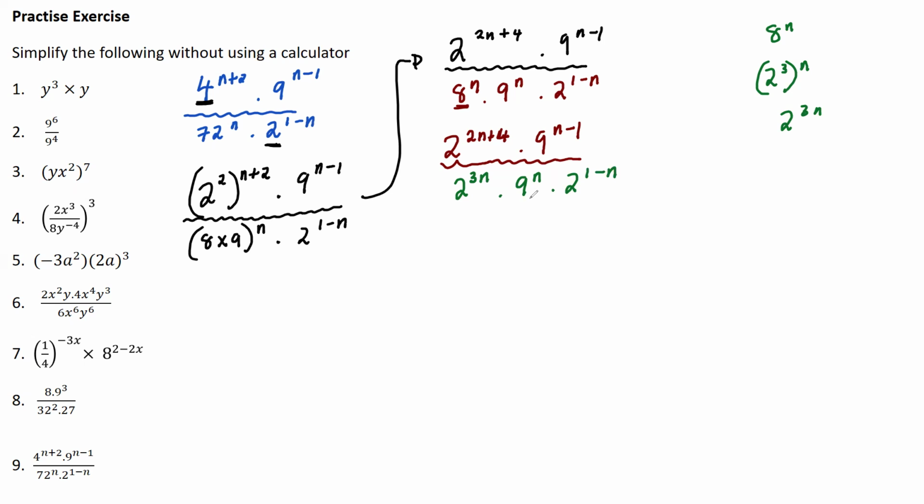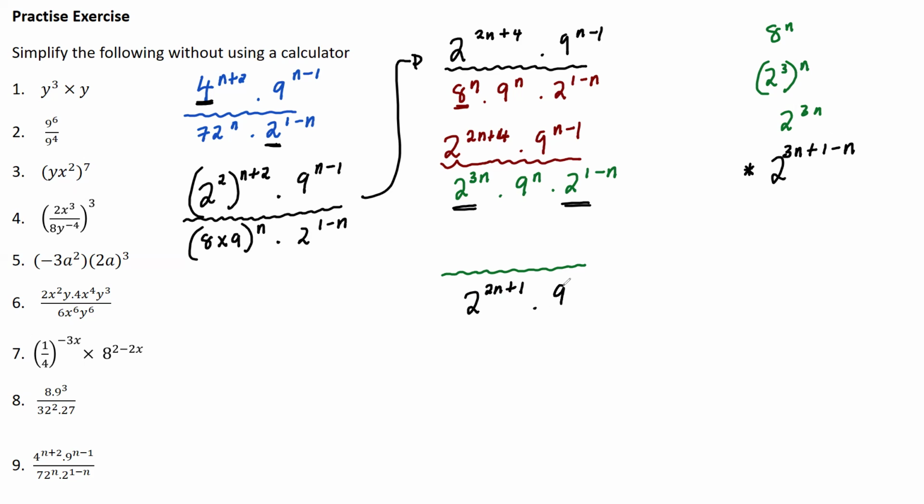Now at the bottom, I've got the 2's, and there's multiplication at the bottom, whereby I've got the 2 to the power 3n and the 2 to the power 1 minus n. Again on the side, it's as good as saying 2 to the power 3n plus 1 minus n. Eventually I'll end up with 2 to the power 3n minus n, which is 2n, plus the 1 that remains.